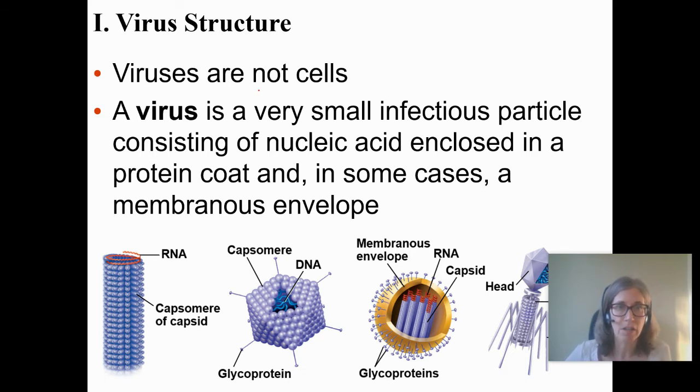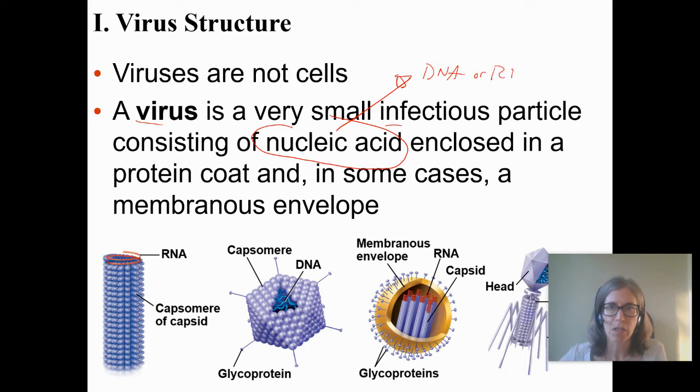So viruses are not made out of cells. They don't have cytoplasm or all the organelles and stuff that you would find inside, ribosomes, that kind of thing. So what is a virus? A virus is a small infectious particle, and it consists of nucleic acid. That nucleic acid could be either DNA or RNA, so we'll talk about that a little bit in a minute. And it's enclosed in a protein coat.